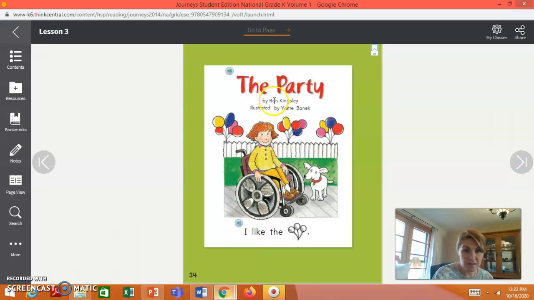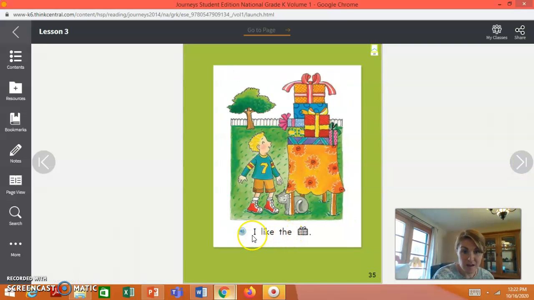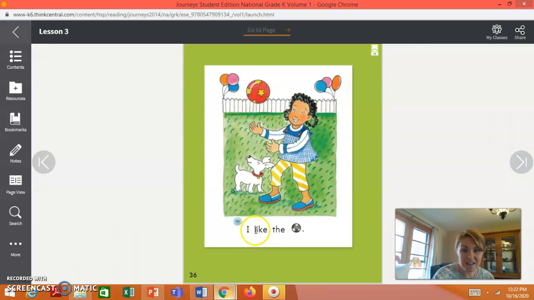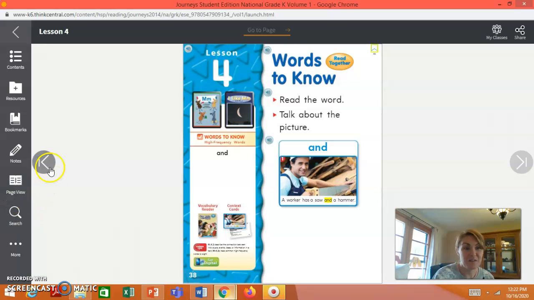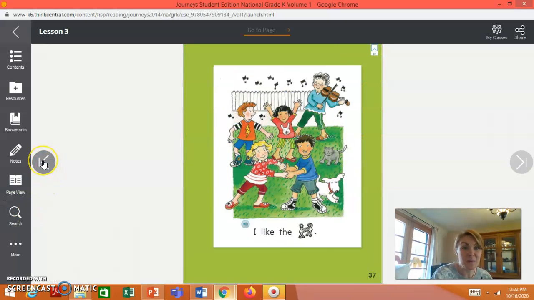The Party by Ron Kingsley, illustrated by Yvette Bannock. I like the balloons. I like the presents. I like the ball. I like the dancing. And really, I think that they like the party.